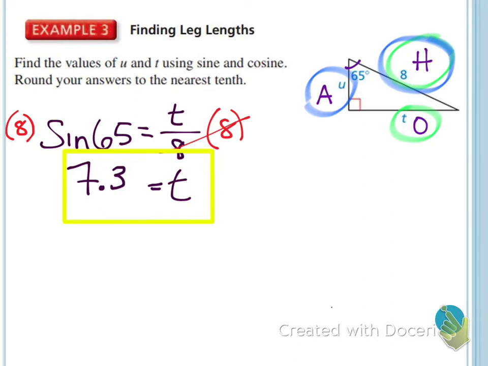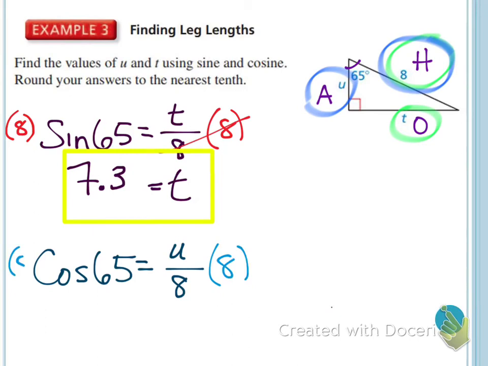So I'm going to use 8 and u, which are the adjacent and the hypotenuse. So which trig ratio are we going to use here? Cosine. Cosine of 65 equals the adjacent, which is u, over the hypotenuse, which is 8. Do I need to flip this one? I do not. The 8 is on the bottom, so I'm just going to multiply by 8 to cancel it out, and then round to the nearest tenth. What is it? 3.4. Correct.